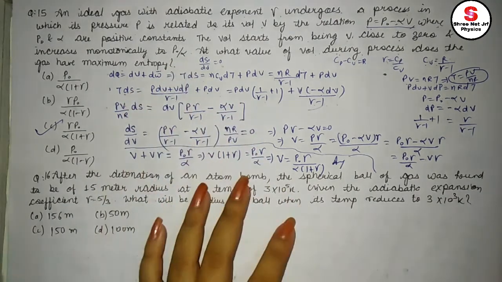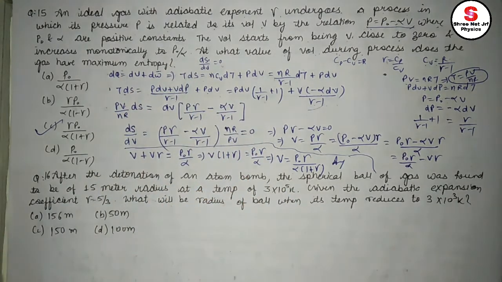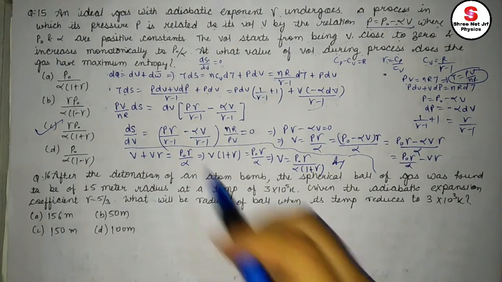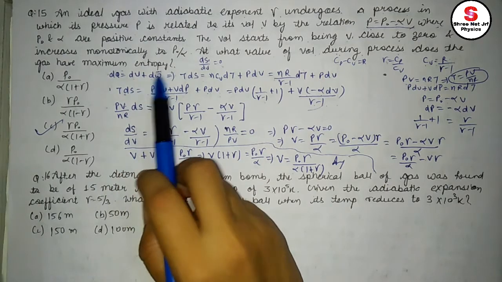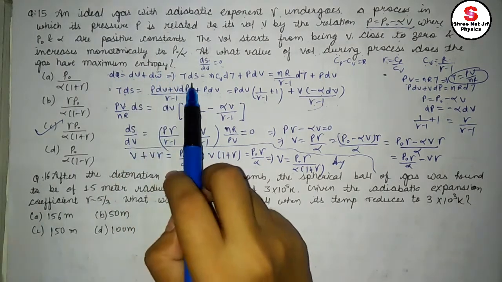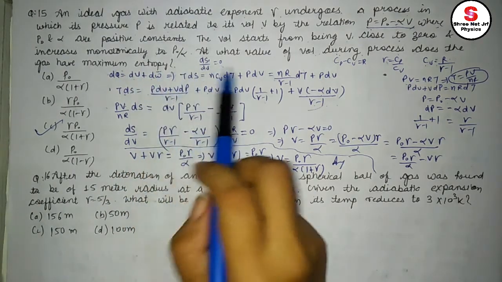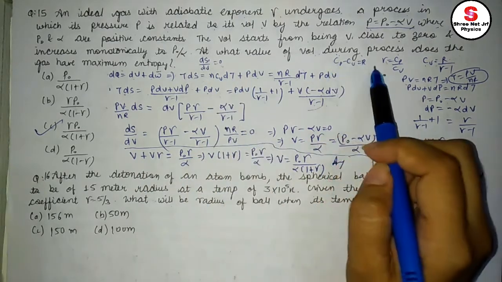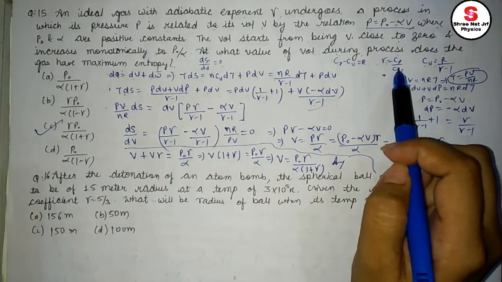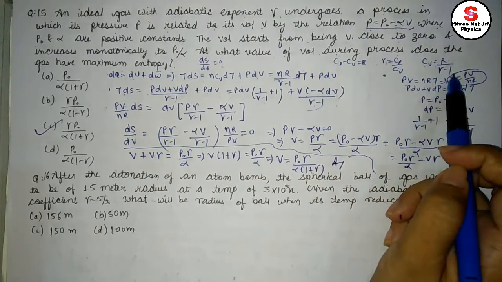It has a lot of calculation, so be careful while doing it. We just need to use the first law of thermodynamics: dU equals dQ plus dW. Use this equation. dQ is TdS, dU is nCv dT, dW can be written as PdV. Now for Cv, using Mayer's relation and gamma equals Cp by Cv, I get Cv equals R divided by gamma minus 1.